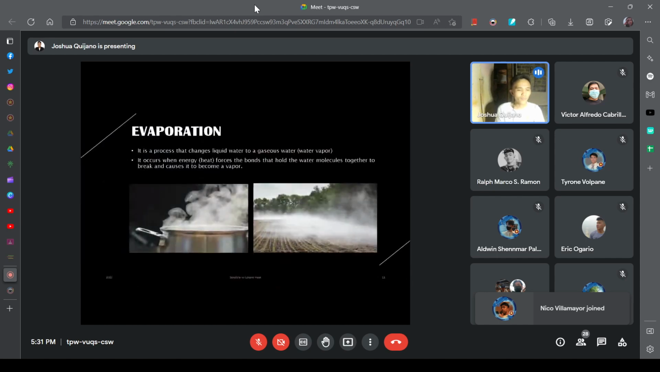So next is the evaporation process. It is a process that changes liquid water to a gaseous water vapor. It occurs when energy forces the bonds that hold the water molecules together to break and causes it to become a vapor. So yung vapor po nag-occur siya when heat forces the bonds that hold the water. Kumbaga sa kumukulong tubig, yung mga usok na lumalabas doon sa kumukulong tubig is called vapor. Kasi yung heat, pino-force na yung bonds that hold the water molecules to break. So, yun po.